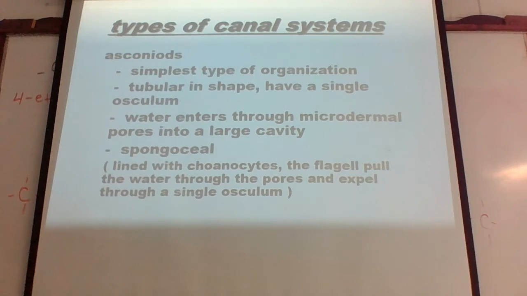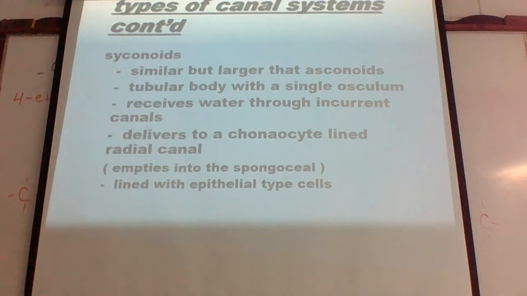Okay. So you're gonna be responsible for 3 different types of sponges. The simplest, as you can see, those are called ascenoids. Then we move up to a different classification, and how you classify how one sponge is larger than another, I really don't have an answer for that. As you can see, these are similar to the ascenoids, but they're just a little bit larger.